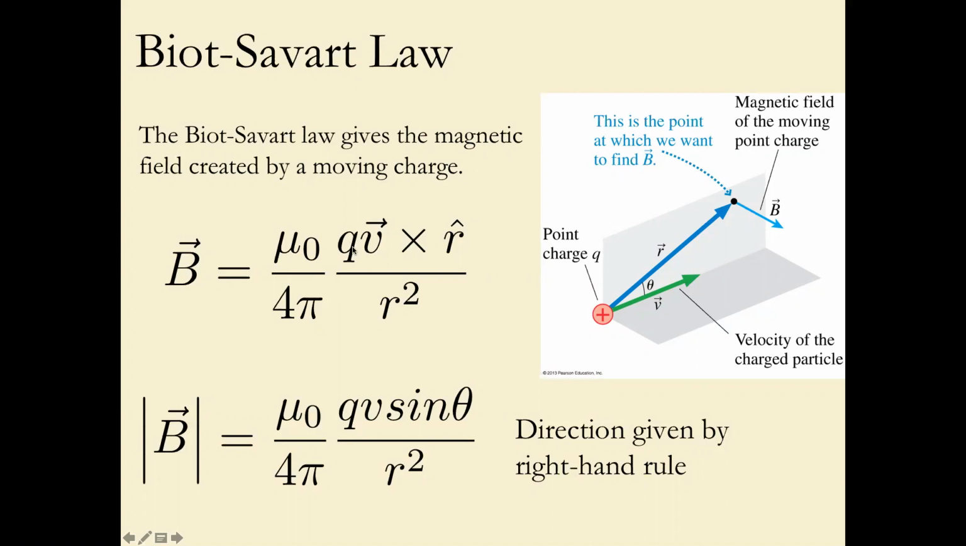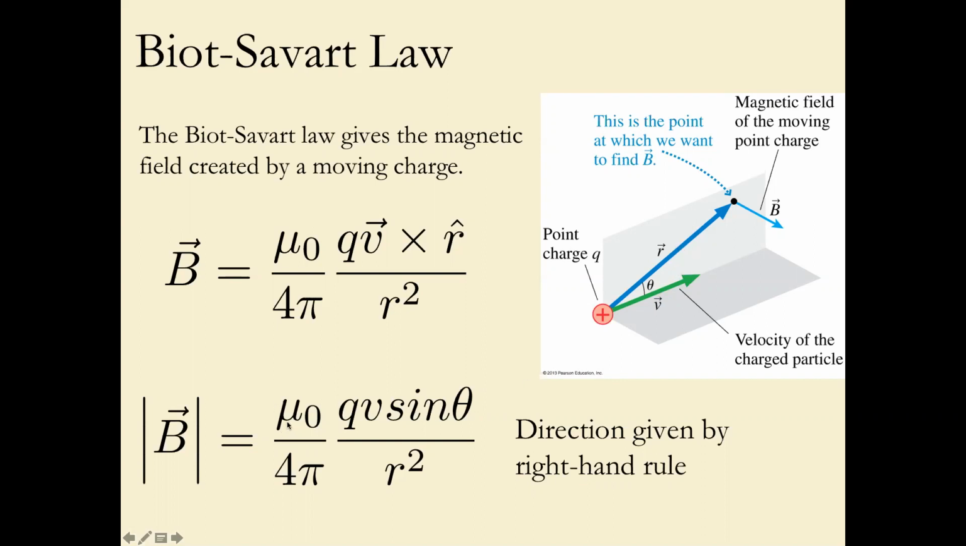Q is the charge of the moving charge. V is the speed of the moving charge. R hat is the distance unit vector of the moving charge. And R is the distance from the moving charge to the point where we want to calculate the magnetic field. For example, here, this is the moving charge, and we would like to calculate the magnetic field at this point. So from the moving charge to this point is the R vector.